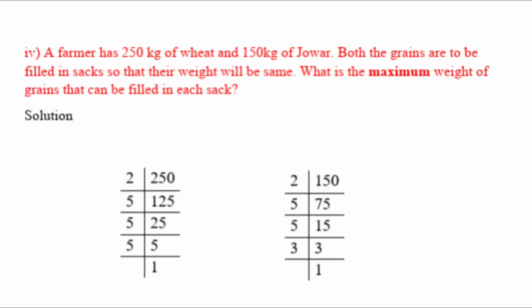A farmer has 250 kg of wheat and 150 kg of jowar. Both the grains are to be filled in sacks so that their weight will be the same. What is the maximum weight of grains that can be filled in each sack? So for the word maximum, we will consider the GCF. Take a note that whenever there is the word maximum, we will calculate the GCF for those numbers.